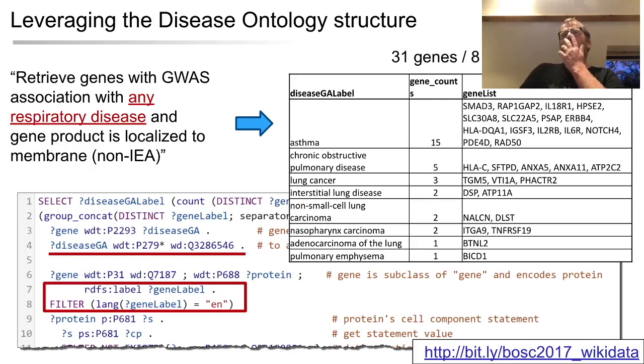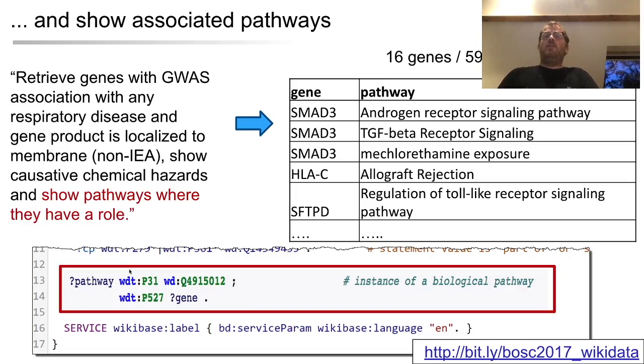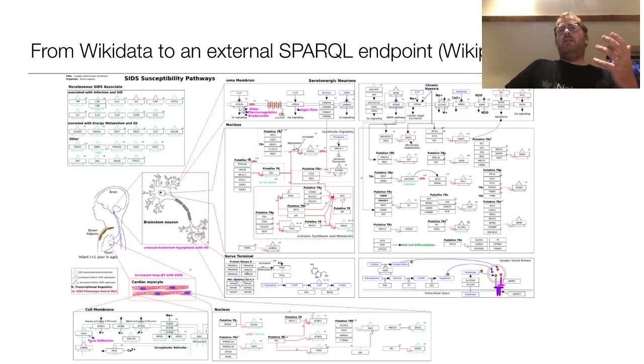If we continue, we now want to integrate that with, we will not want to talk about asthma, but we want to get the same information for all respiratory diseases. So we leverage the disease ontology here. So we write a query, and we get 31 genes and 8 diseases. Wikidata has data on pathways, and we can extend the query to those pathway links. And we'll get 16 genes with 59 pathways. So these are detailed pathways from WikiPathways.